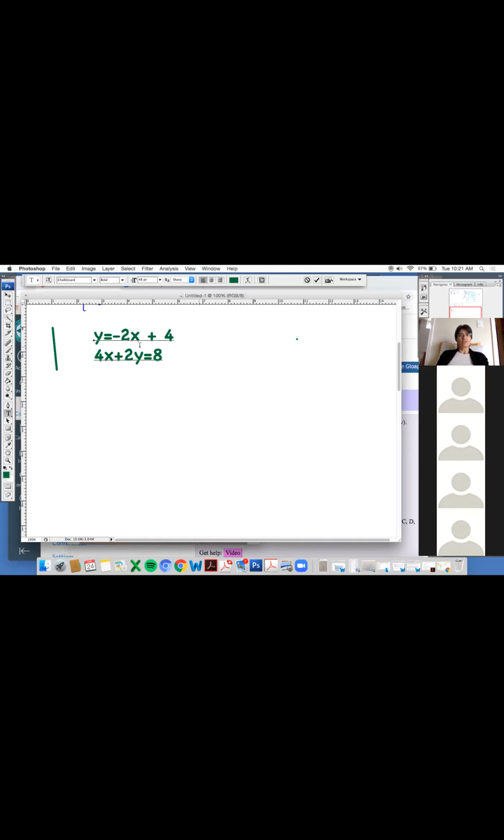Okay, so go ahead and do the same thing. Graph each one of them. The first equation is already set up to graph, in y equals mx plus b form. But the second equation, what do we need to do to graph this one? You're gonna have to solve it for y first. So subtract 4x from both sides, divide by 2, and then graph it. So I'm gonna give you a few minutes to try this out, and then I'll go over it.